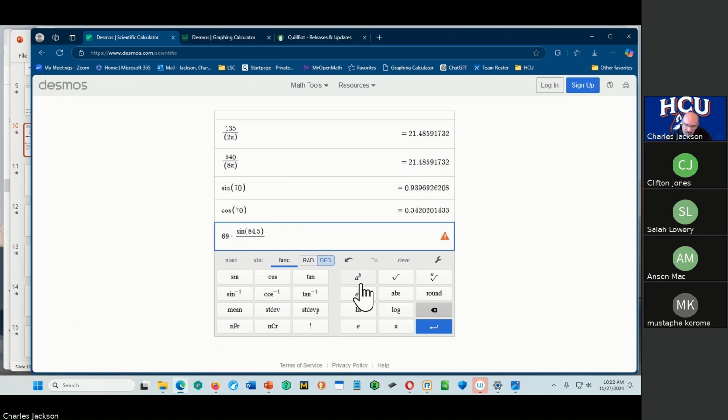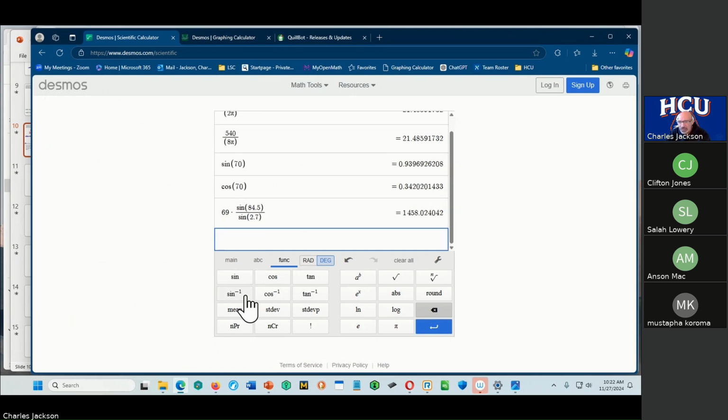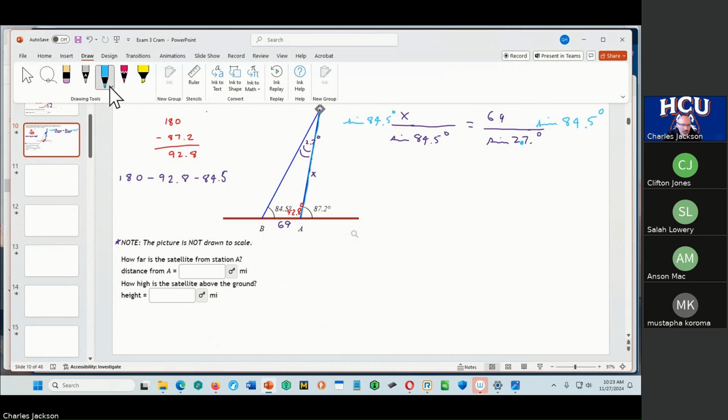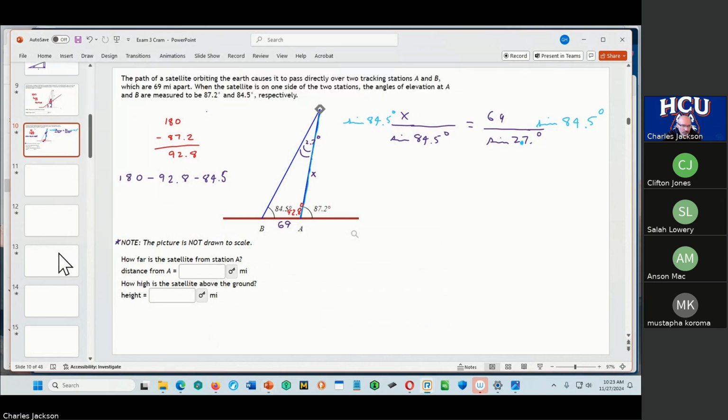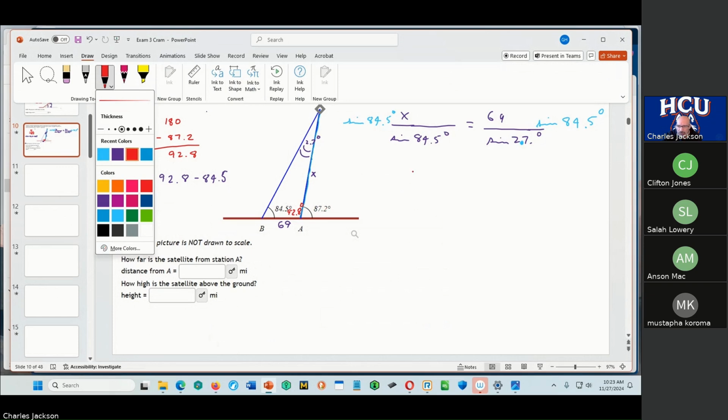Sine 2.7, so we're getting 1,458. So x approximately 1,458.